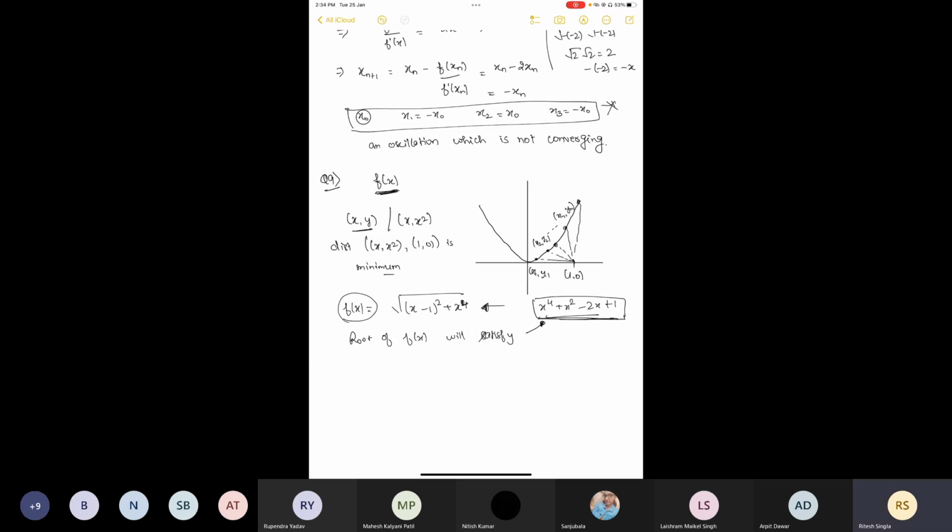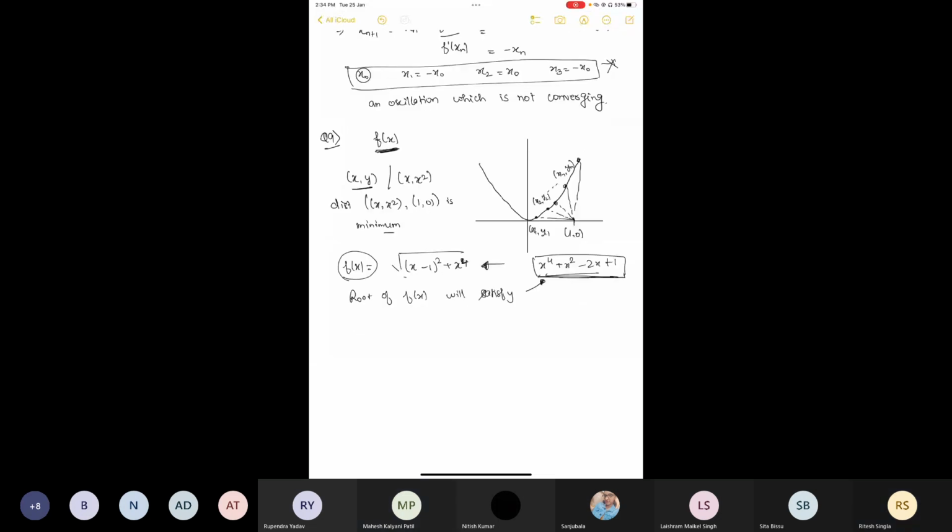Have you guys done the application of derivatives? If we have some function and we want to find the minimum of that function, what do we need to do? Differentiate. So instead of this function, I am going to differentiate this function because this function makes more sense to me. If something is minimizing this function, that will minimize this one also.